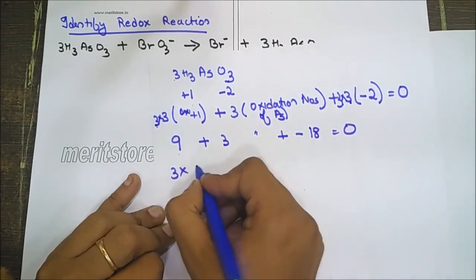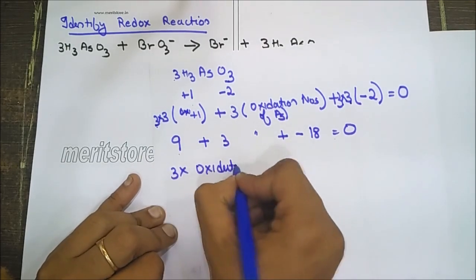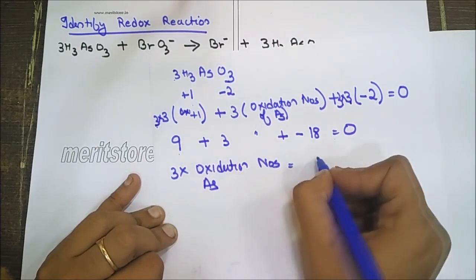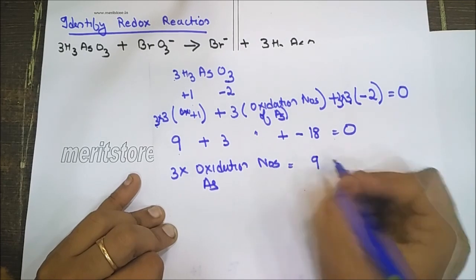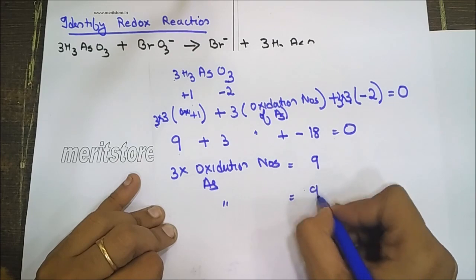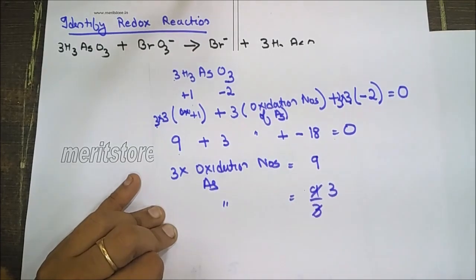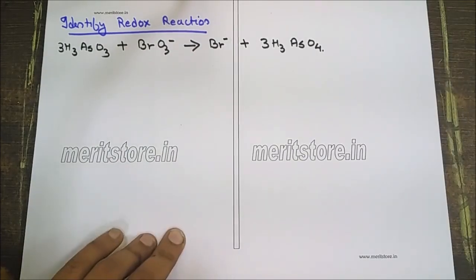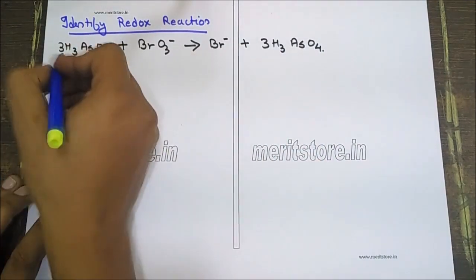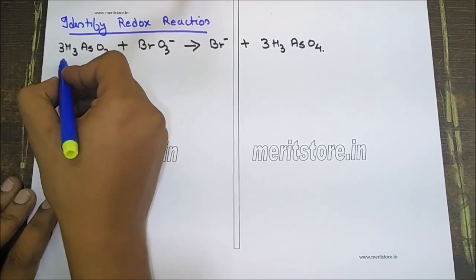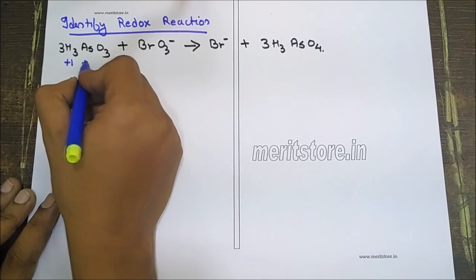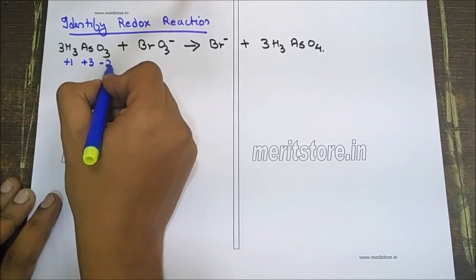So 3 into oxidation number of As would be 9. Now this 3, when it goes here, what would be the oxidation number of As? 9 divided by 3, which is plus 3. So in such a way, we will have to define the oxidation number of each polyatomic ion here. So here we said that hydrogen is having plus 1, As we just calculated, we got it as plus 3, and oxygen is minus 2.